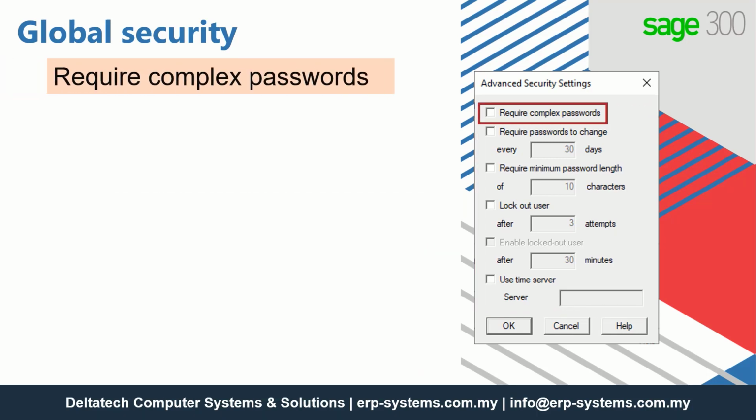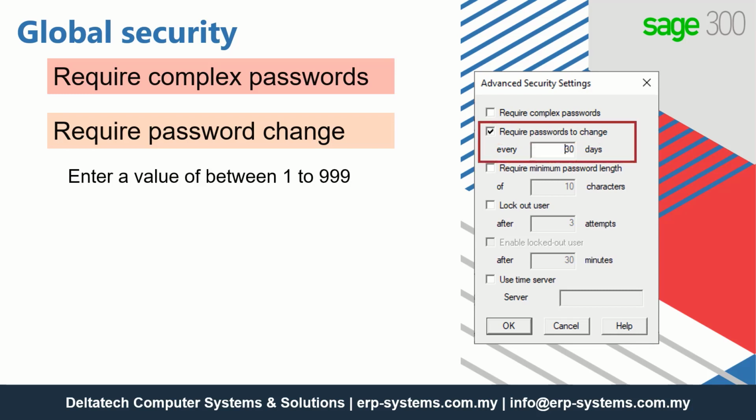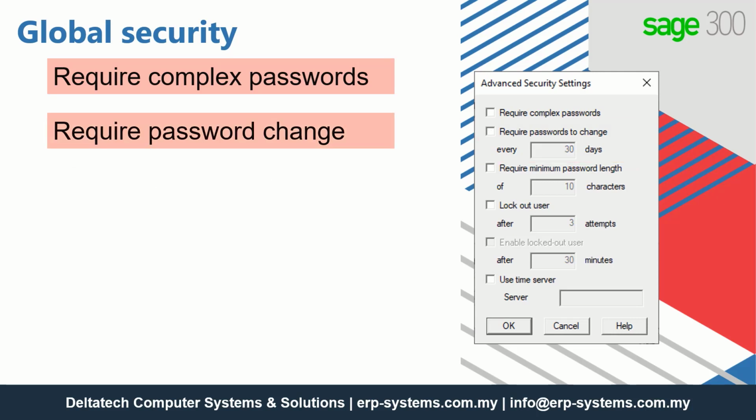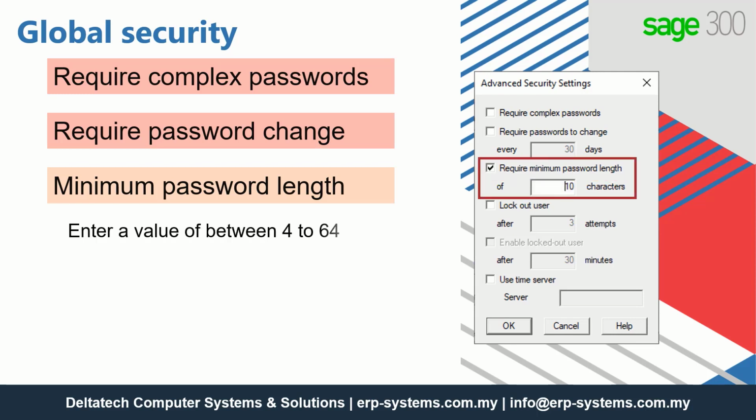The first option is whether you require complex passwords for your users. This option requires passwords to be alphanumeric. The next option would require users to change their passwords after a specified period of days. If you select the Require Passwords to Change option, also specify the number of days in which the user will need to make the change. You can also require a minimum password length. When you select this option, you can require users to have passwords of between 4 to 64 characters.